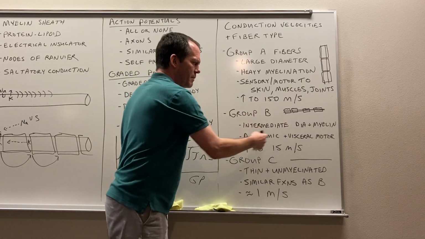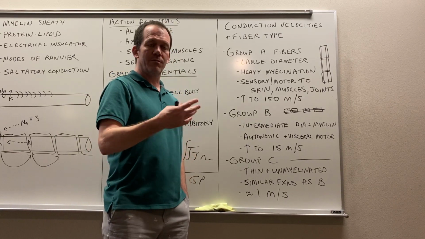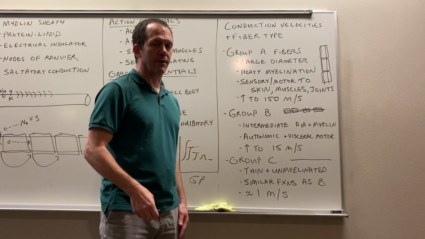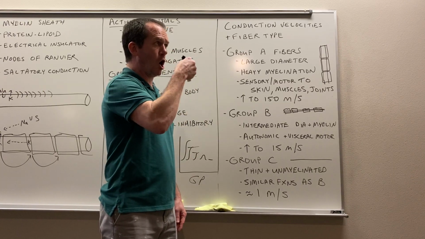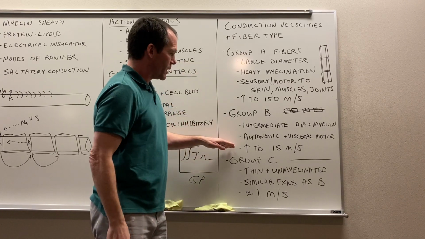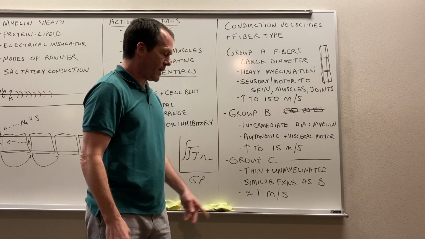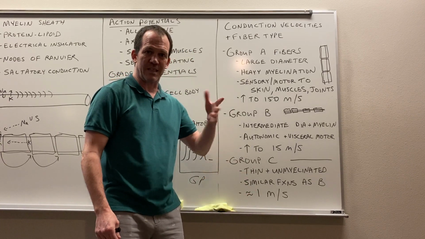So these go to your stomach. They go to your organs. If you're full, you've got sensory fibers. They're going to send it up, either group B or group C fibers, telling you you're getting full. You don't need that, stop that next bite. And then group C, they're the smallest. They're non-myelinated. They have a similar function to group B, and they only move about one meter per second.